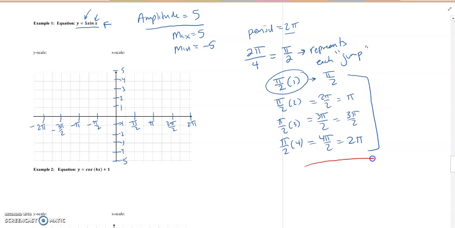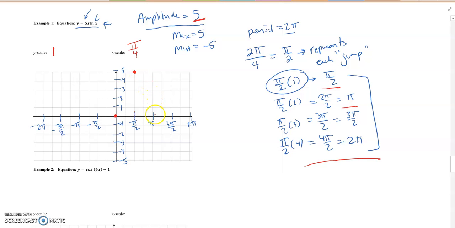As you can see, I've taken our tick marks and put them on our boxes. I decided that every box, instead of representing pi over 2, would be pi over 4, because that's half of pi over 2. And then our y scale would be 1. Since our jumps are every pi over 2, and it's a sine graph, I'm going to start in the middle, and my first jump, which is pi over 2, is going to be my maximum. Since my amplitude is 5, I'm going to go up to pi over 2, comma 5.